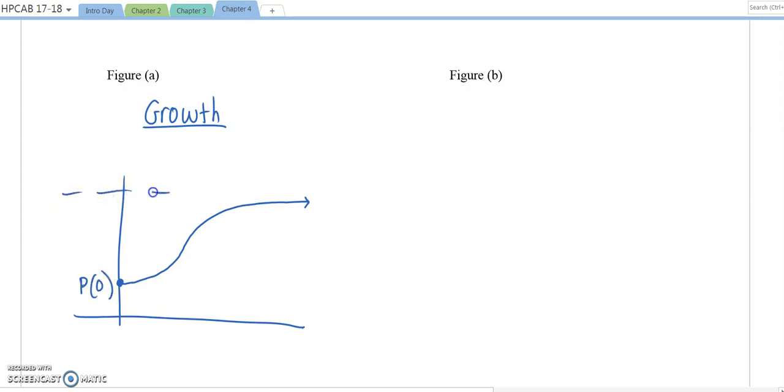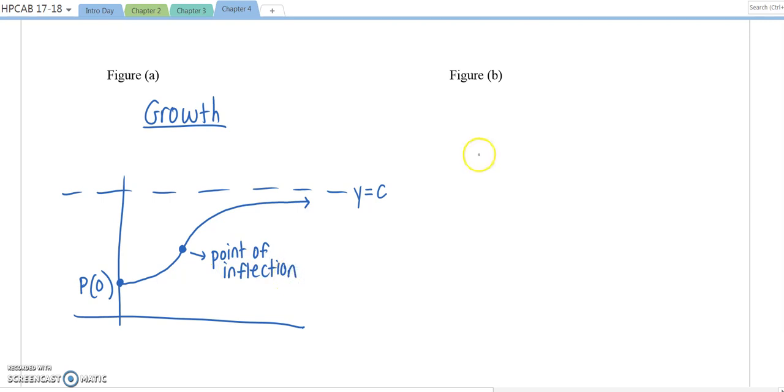This asymptote that it looks like it's approaching, that's our carrying capacity, y equals c. And this point right here where it looks like it changes, we say it changes concavity. It changes from going up to then flipping around and going down. We call that a point of inflection, which will become really important in calculus. Right now we don't do too much with it.